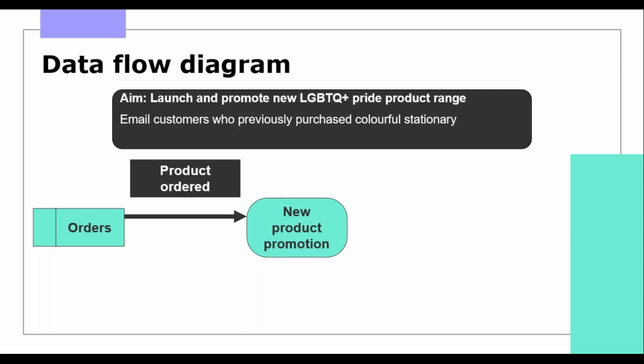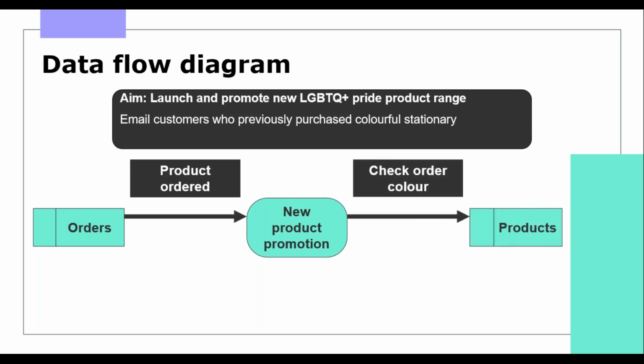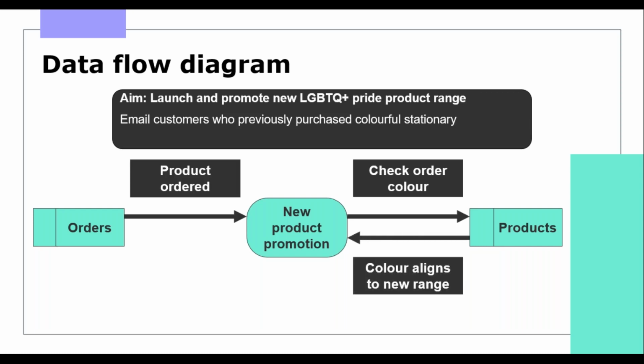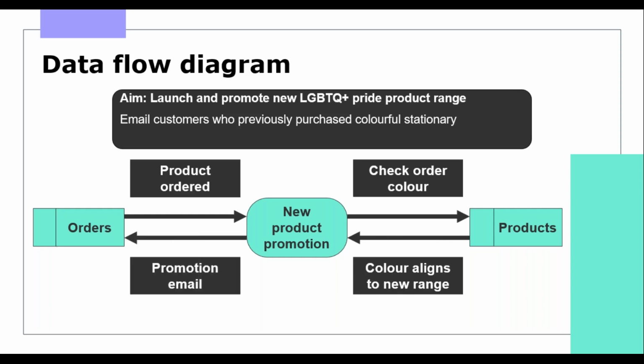Now, the first could be checking out past orders for those colourful purchases as part of a new product promotion, which will then check past orders for certain colours against the existing product list. And if we find such a colourful order product that is red, yellow, blue, for example, then we might decide to target that customer as they may like bright and colourful products. Of course, this must be a bigger process in reality.